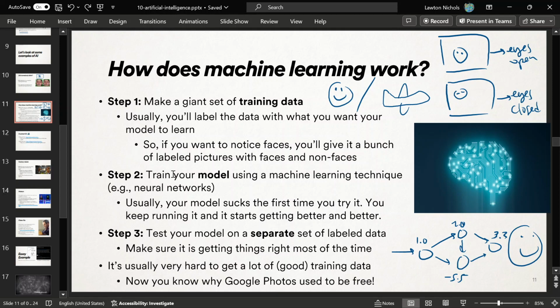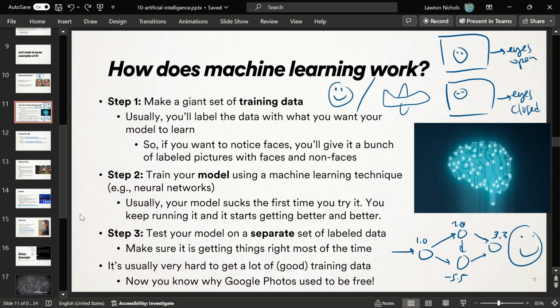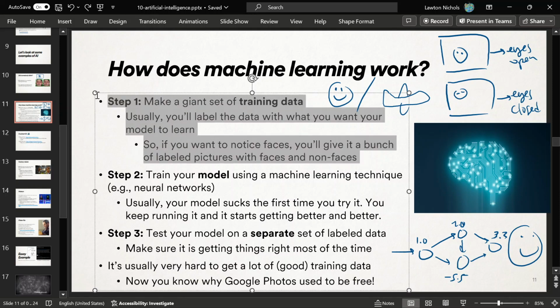Get a bunch of training data, train a model. Over time, it gets better and better on the training data, and then have some testing data that's separate to make sure that your model wasn't just memorizing the answers. Okay, that's a hard problem too. So step 1 is actually the hardest.